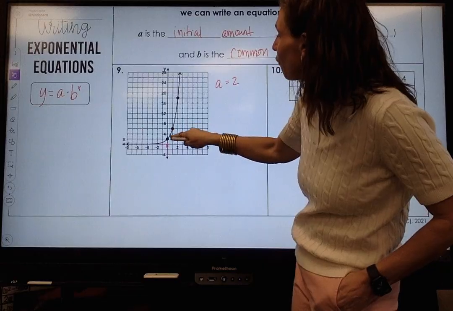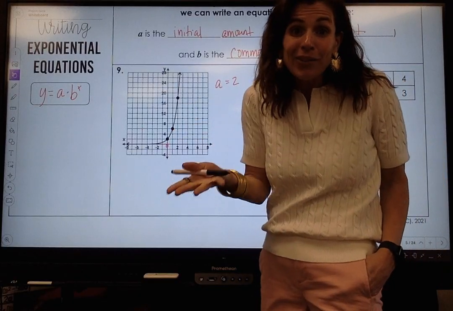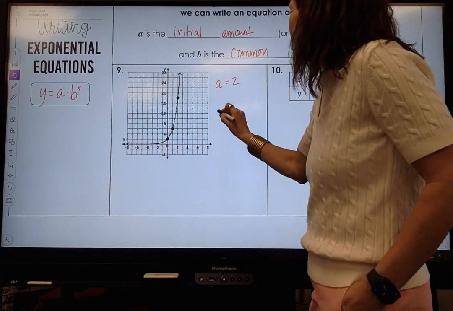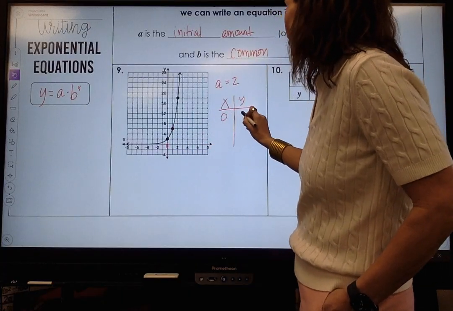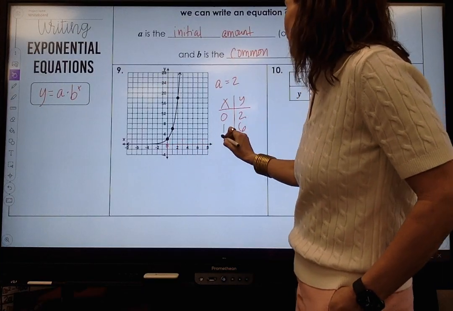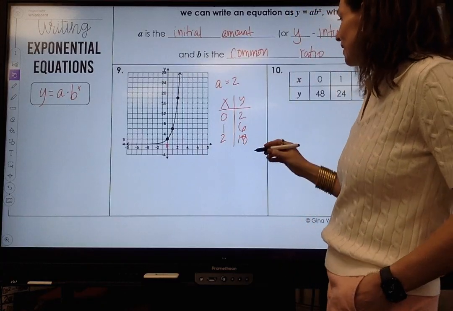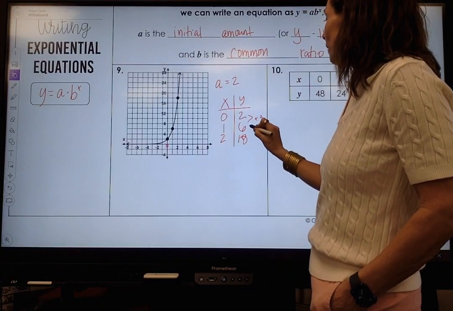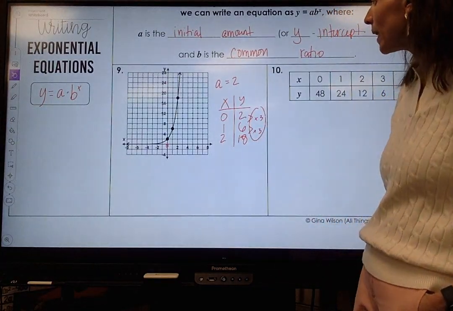Now, how do I find what that common ratio is? I'm going to make a table of values. I got 3 points. So I'm going to use this point. When x is 0, y is 2. When x is 1, y is 6. When x is 2, y is 18. And now I can see that I'm multiplying by 3. So my common ratio is 3.